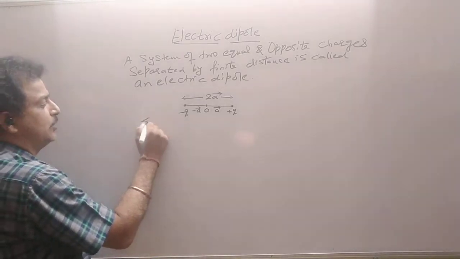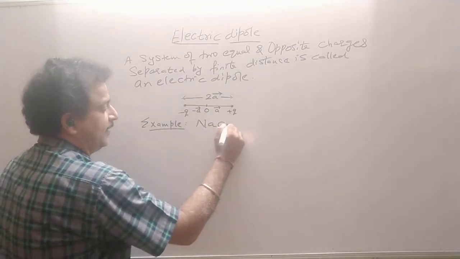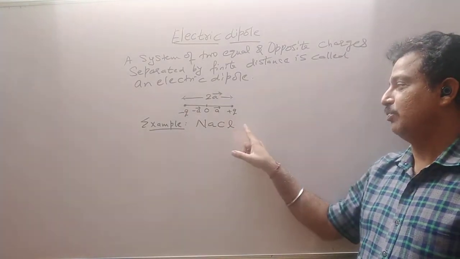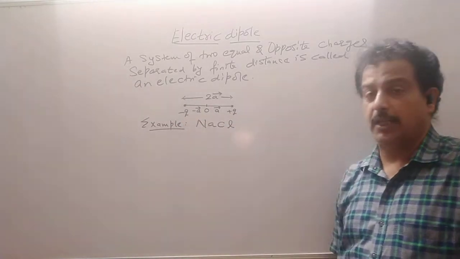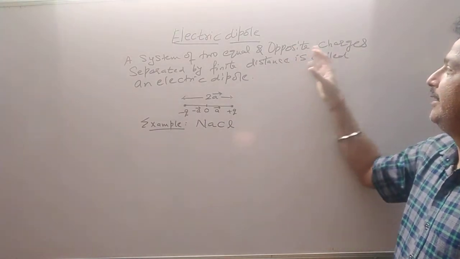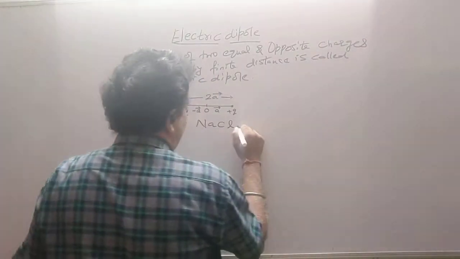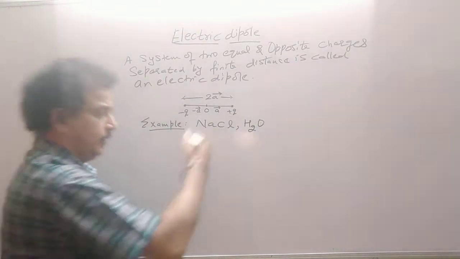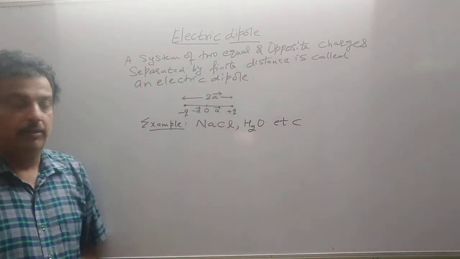Now what are the examples of a dipole? The example of a dipole is NaCl. Now see this, according to our chemistry, Na is plus, Cl is minus. So here also we have one plus q charge and minus q charge. Both the charges have the same magnitude, but they have opposite polarity, similar to NaCl. And another example is H2O. So NaCl and H2O, and there are many examples, are electric dipoles for us.